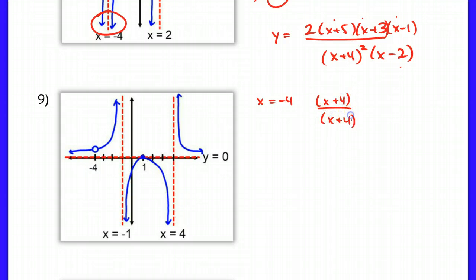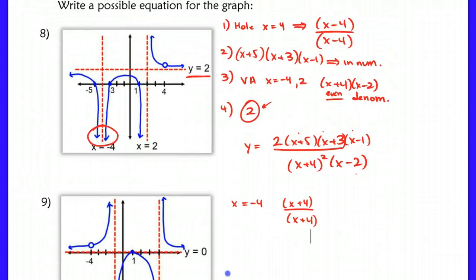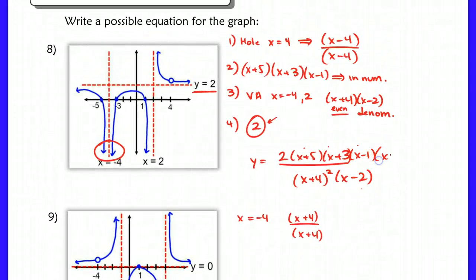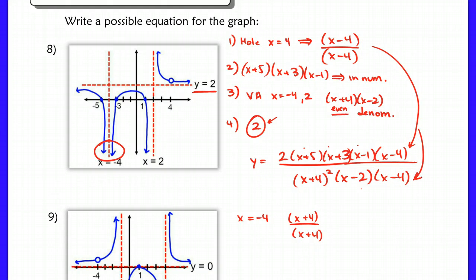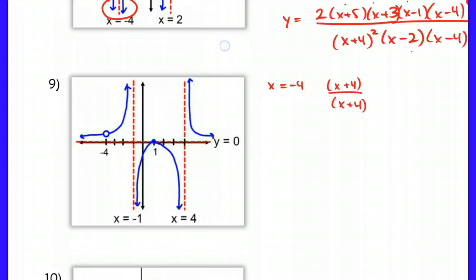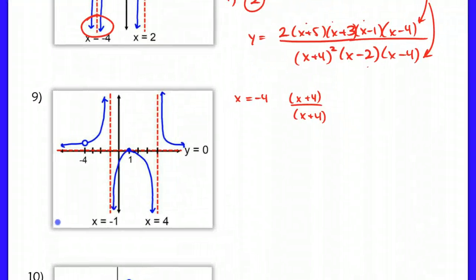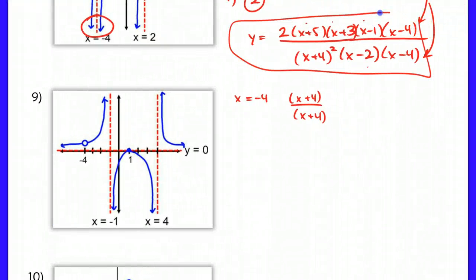Oh geez, you know what I forgot to do in this last one? Exactly what I was just talking about. We should also have x minus 4 over x minus 4 in here because these factors are supposed to cancel to create a hole. See, I'm making so many mistakes, my goodness. Alright, so coming back to number 9. In case you didn't catch that, this should be the correct answer here. Sorry about that.